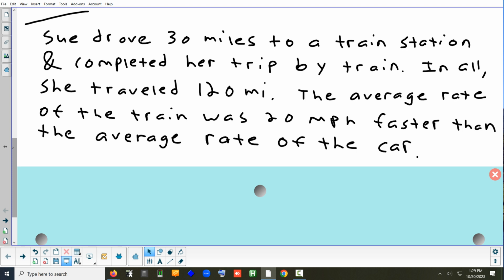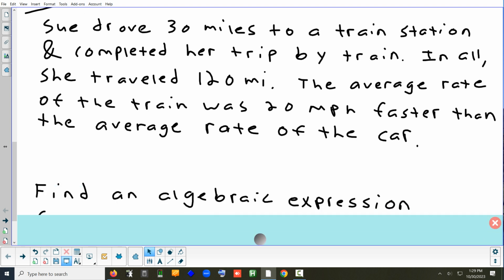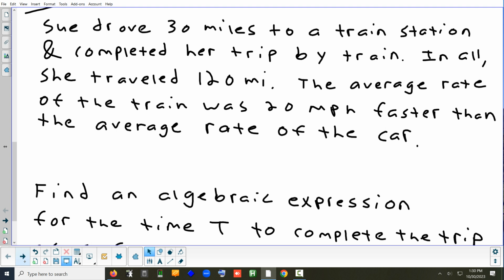Okay. So what do they want us to do? Find a formula for the time it takes to complete the trip. Now, the unknown in this problem is the speed. All we know is that the average rate of the train is 20 miles an hour faster than the car. We have to pick a variable to represent the speed of something. Either pick a variable that represents the speed of the car, or let a variable be the speed of the train. We've got to pick one.